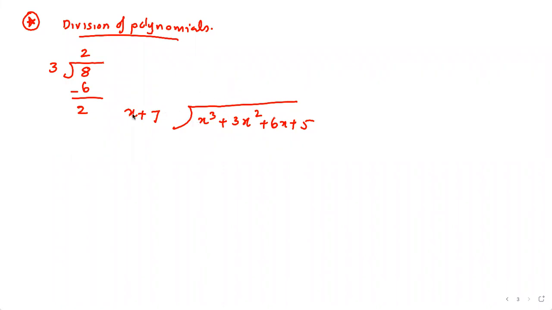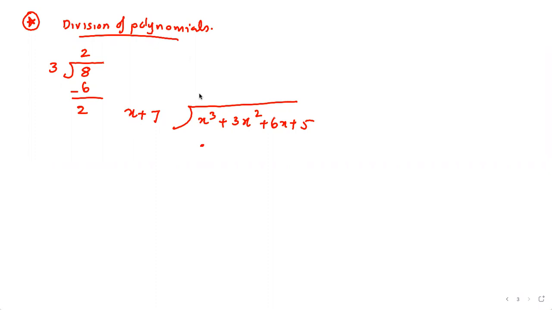So let's say I'm dividing x cubed plus 3x squared plus 6x plus 5 with x plus 7. What we're going to do is cancel out the first leading term. So we have to find what the multiplier should be so that I get exactly x cubed down here. As you see here, 2 3s are 6. We multiply here to get this number.